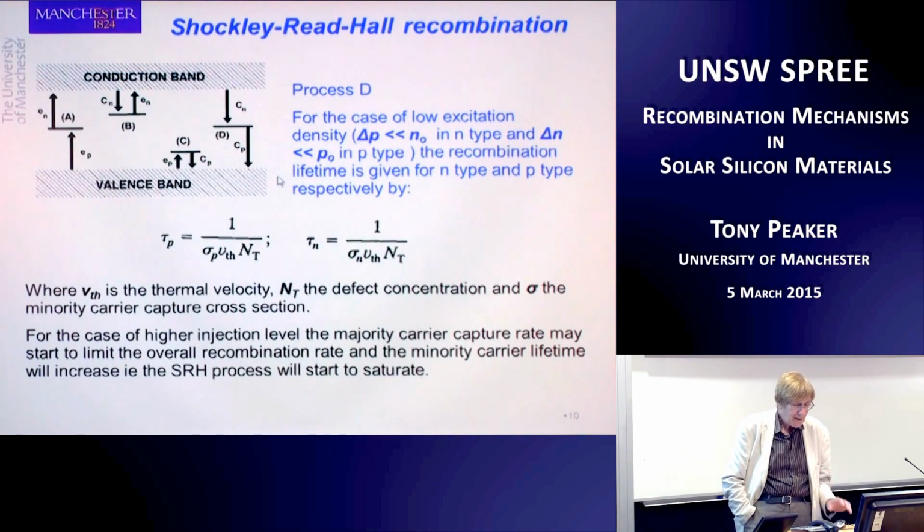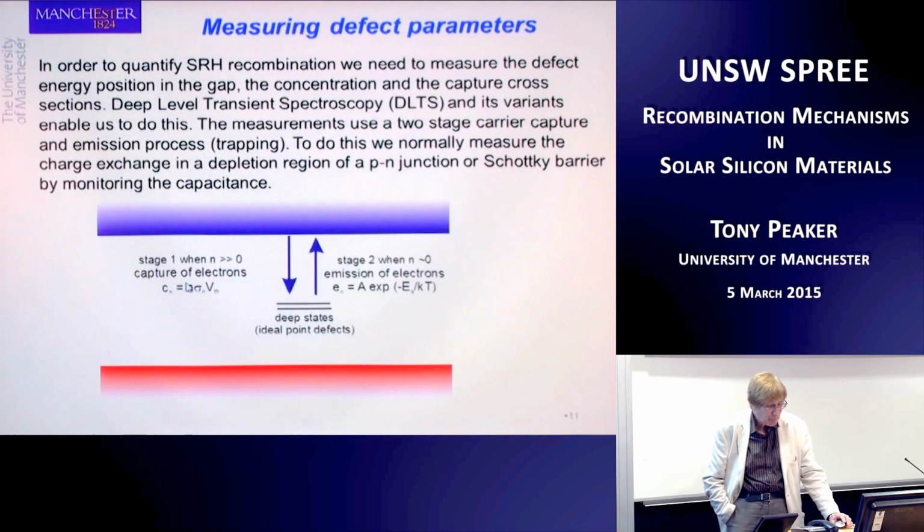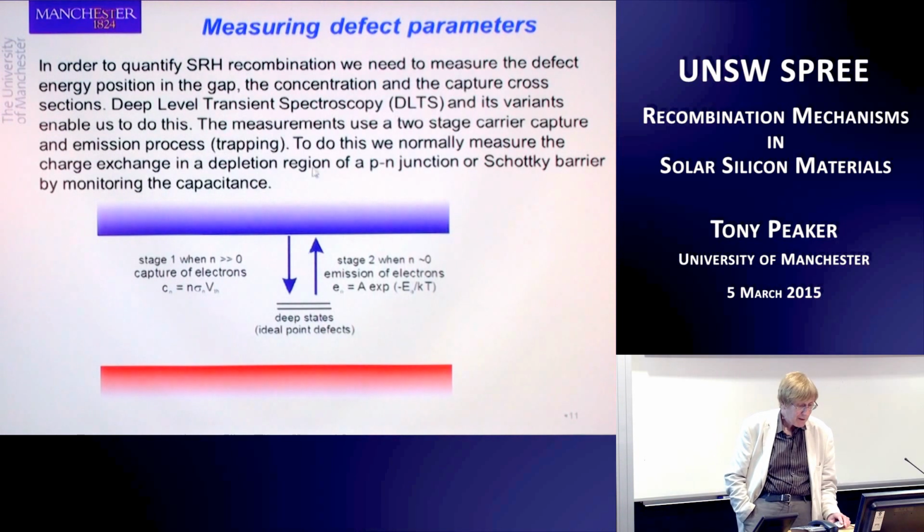At low excitation densities, it's the minority carrier behavior that is significant. And you can do a hand-waving approximation to the lifetime. So the lifetime is the reciprocal of the capture cross-section, the thermal velocity, and the concentration of the number of states. And similarly for N-type. These will saturate at higher levels, and this is important in concentrator cells in particular.